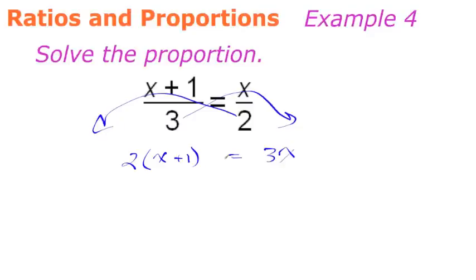So now we have a more complicated equation to solve. To solve this equation, we first have to use the distributive property to distribute the 2. 2 times x is 2x. 2 times 2 is 4. And that is equal to 3x.